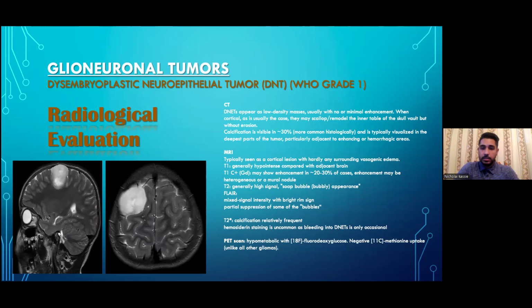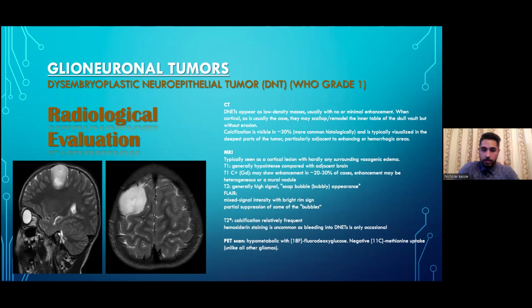MRI typically shows a cortical lesion with hardly any surrounding vasogenic edema. T1 is generally hypointense compared to adjacent brain tissue, and with gadolinium may show enhancement in approximately 20-30% of cases. Enhancement may be heterogeneous or a mural nodule. T2 is generally high signal with a classic soap bubble appearance, and with FLAIR, mixed signal intensity with a bright rim sign, partial suppression of some of the bubbles.